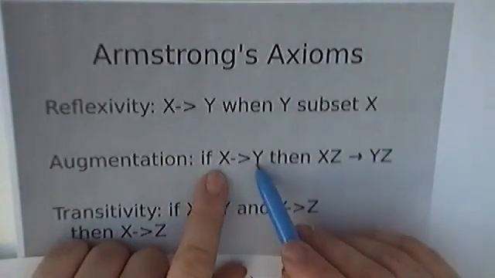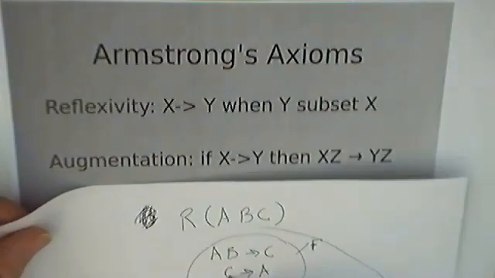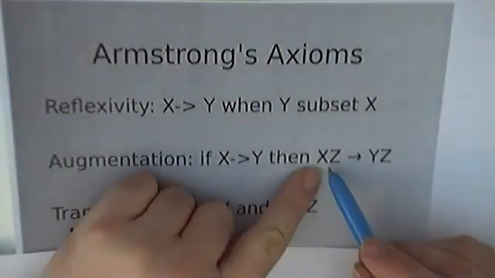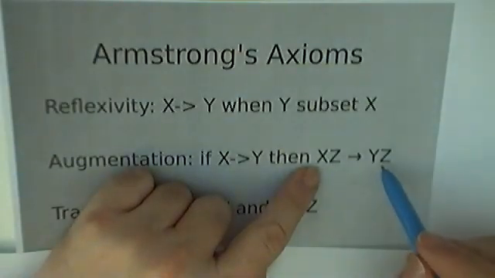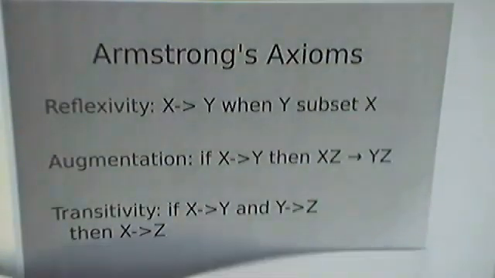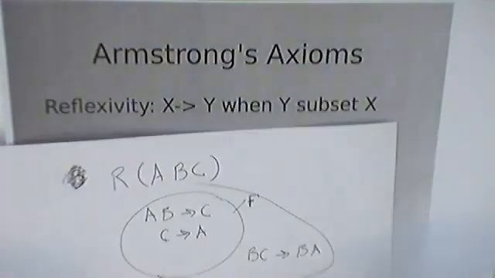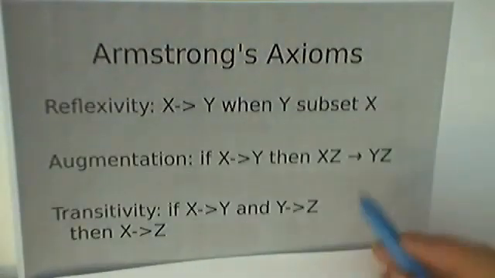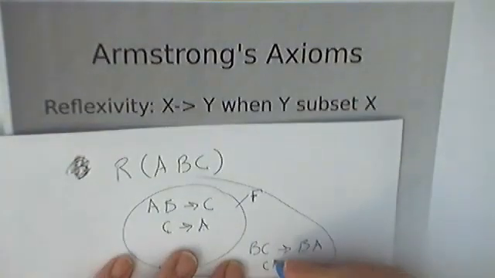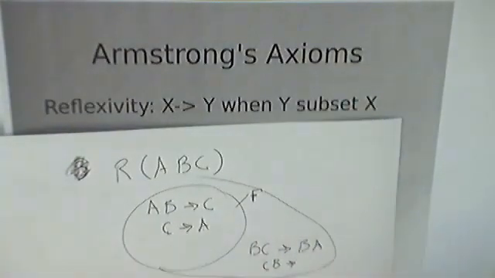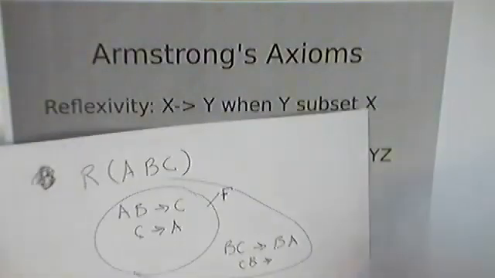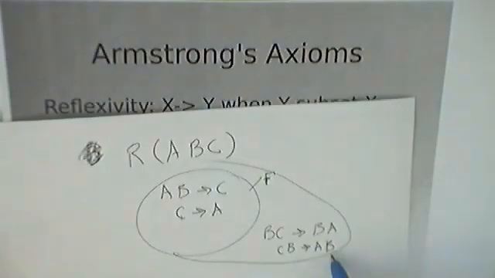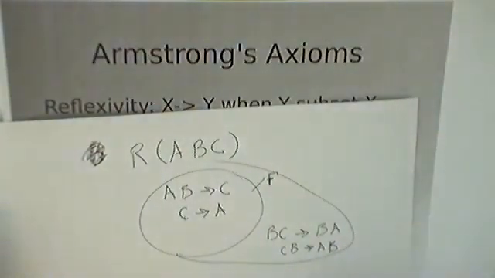Because if X goes to Y, that is C goes to A, then we can augment both the left and the right-hand side with, in this case, B. So we have C goes to A. Maybe if I wrote it this way, to match exactly the augmentation rule, CB goes to AB, right? Now I've augmented B on both sides. So I hope that's clear.